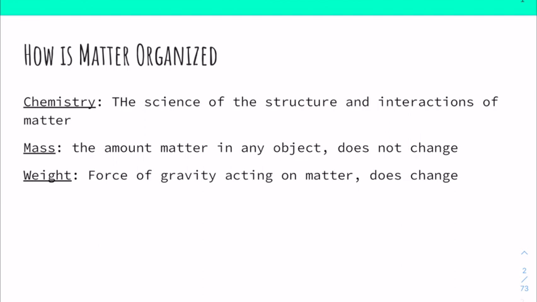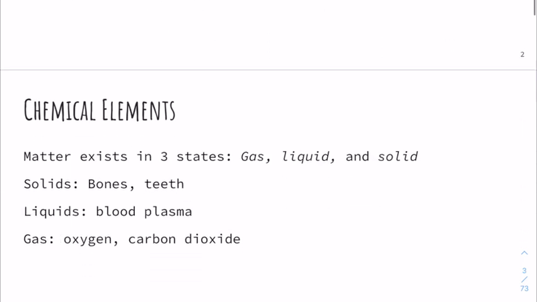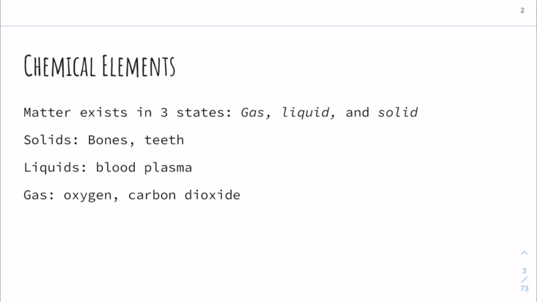Matter is also thought of in 3 different states: a gas, a liquid, or a solid. Think of water. Water in a gas is like fog, or steam when you're boiling water. A liquid, water is a liquid. A solid, ice. Some other examples: your bones are solid. Teeth are solids. Well, the plasma in your blood, that is a liquid. And again, oxygen and carbon dioxide are gases.